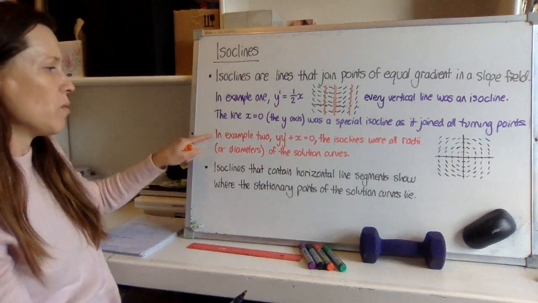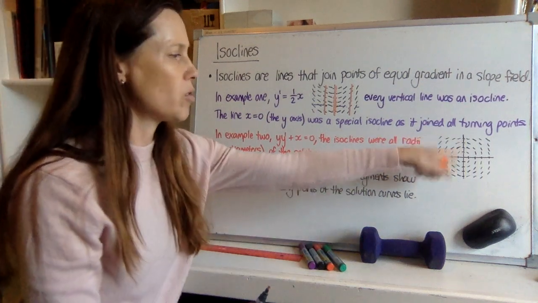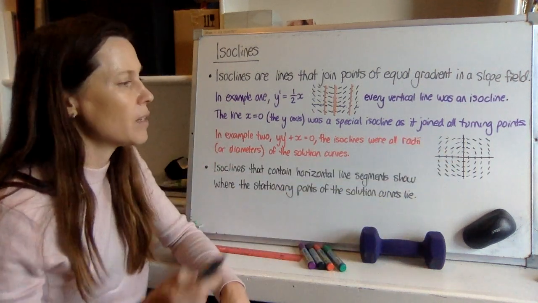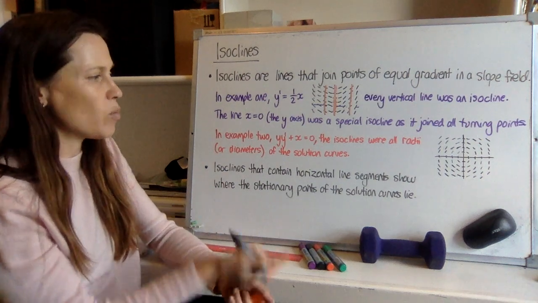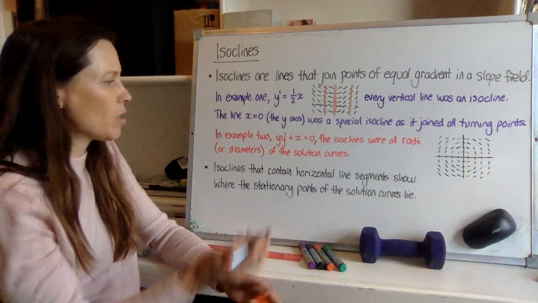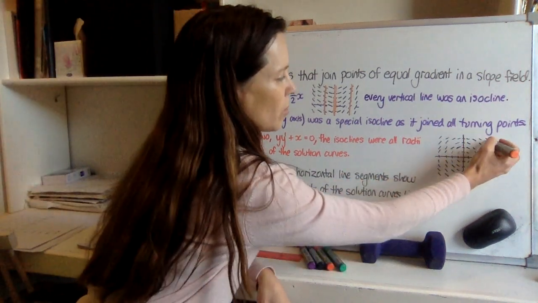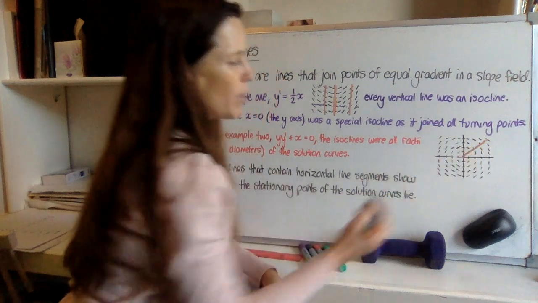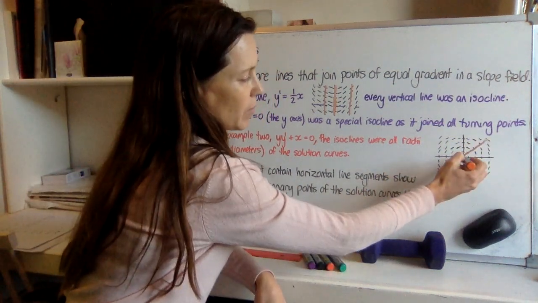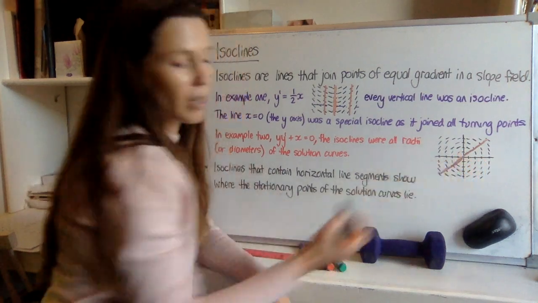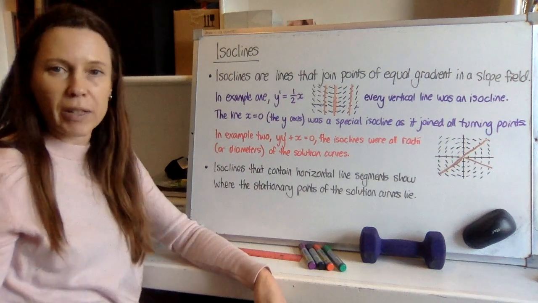In the second example, we had y dash plus x equals 0, and we found that all the solution curves were circles that have their center at the origin. So all of the isoclines in this example would be radii of the circle, or even diameters. So, for example, we could draw an isocline through there and say that in all of those points the gradient is exactly the same. We could even keep that coming all the way through. Sorry, a little bit of a dodgy line there.